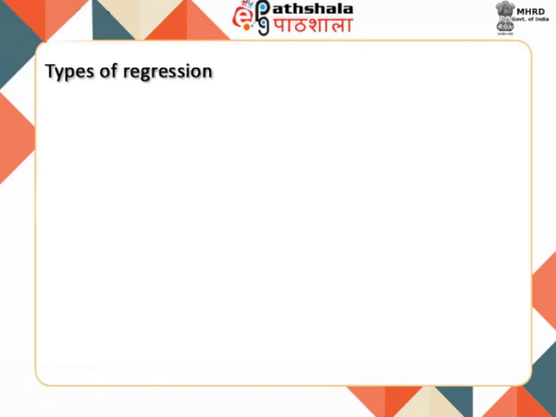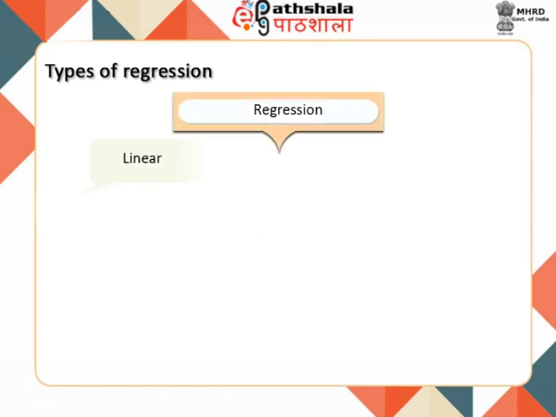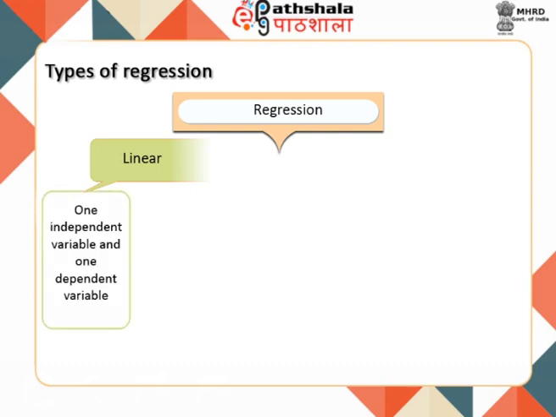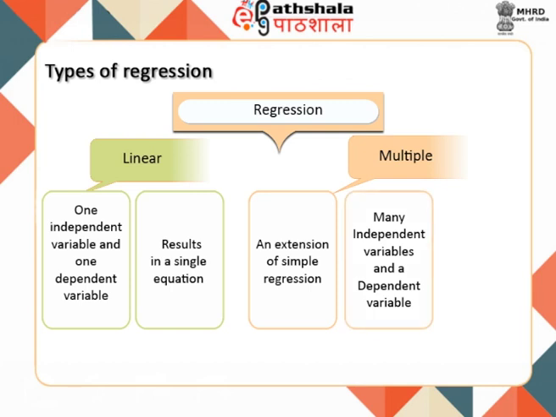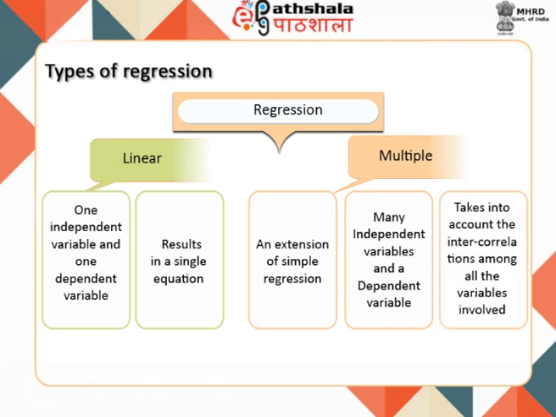There are mainly two types of regression. Linear regression. It involves one independent predictor variable and one dependent criterion variable and results in a single equation for a regression line. Multiple regression. Multiple regression is an extension of simple regression. It involves many independent variables and a dependent variable. It takes into account the intercorrelations among all the variables involved.